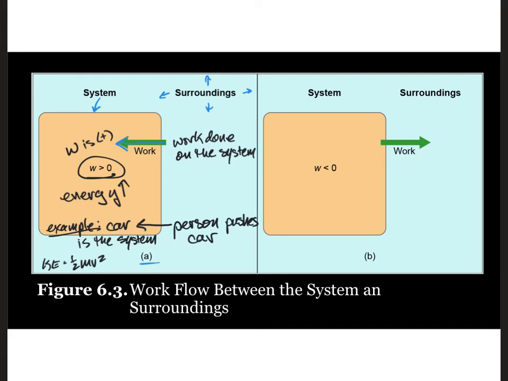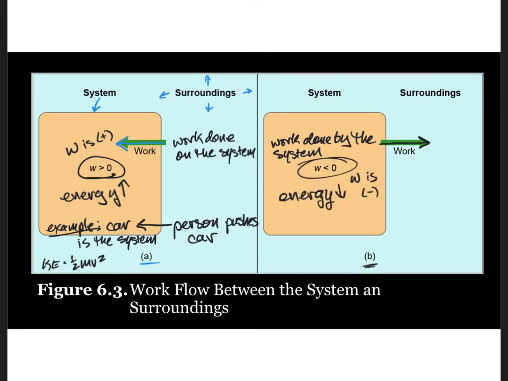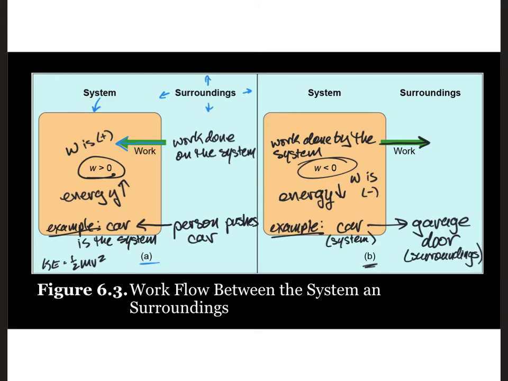In Figure B, we see the system is doing the work, so the system is losing energy. The sign of W will be negative as this energy flows into the surroundings. This could be like a moving car coming to an abrupt stop as it hits a garage door. All the kinetic energy from the car is transferred into work energy done on deforming the unfortunate homeowner's garage door.